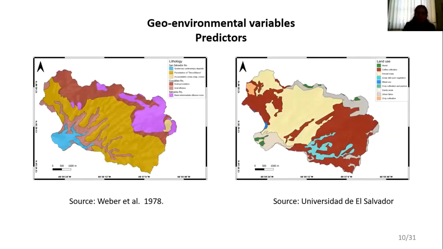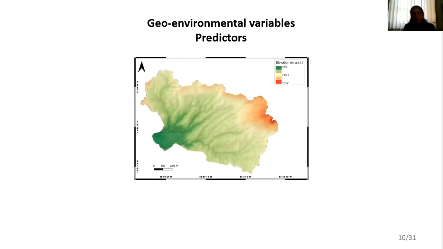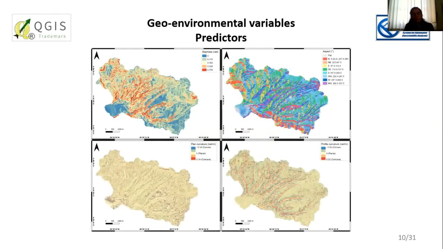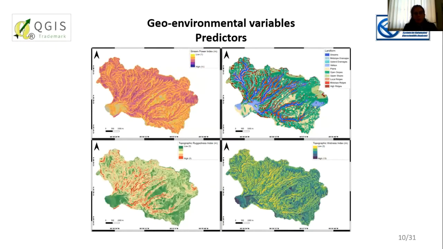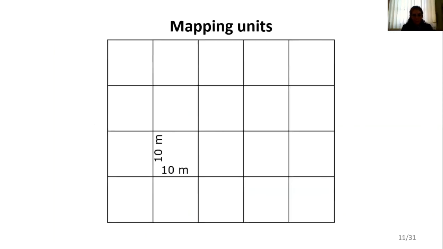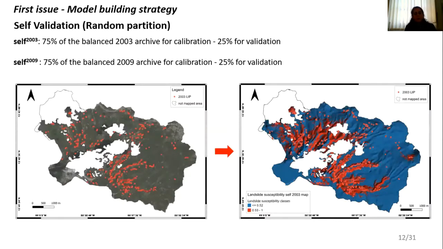Land use and elevation were used as predictors, while furthermore, by using GIS software, the following derived predictors were obtained: the steepness, aspect, profile and plan curvature, stream power index, landform classification, topographic erogeny index, and topographic wetness index. The 10-meter pixel structure of the source DEM was adopted for partitioning the study area into mapping units. About the model building strategy, self-validation and chrono-validation schemes were employed to evaluate the performance of the model.